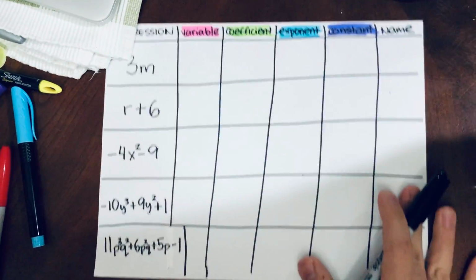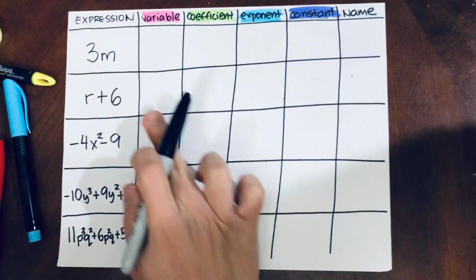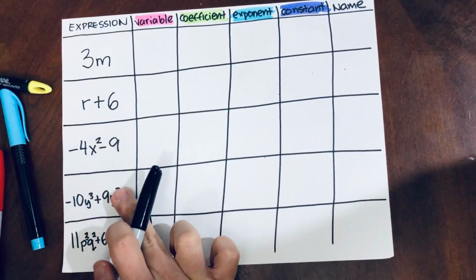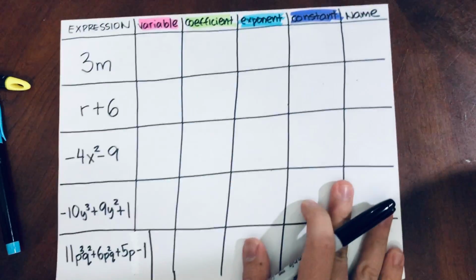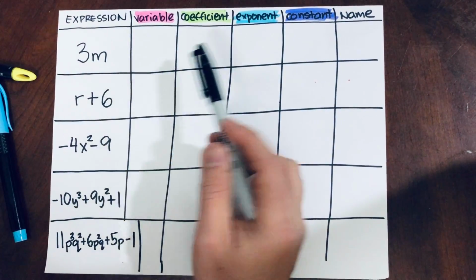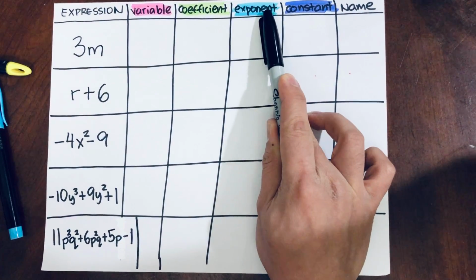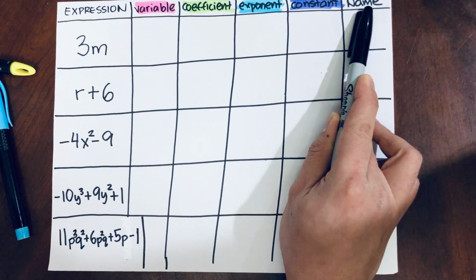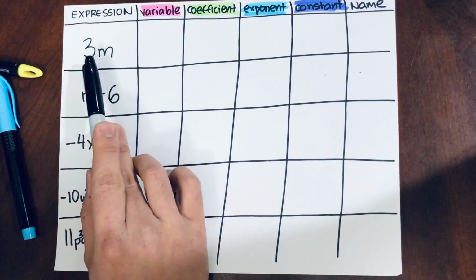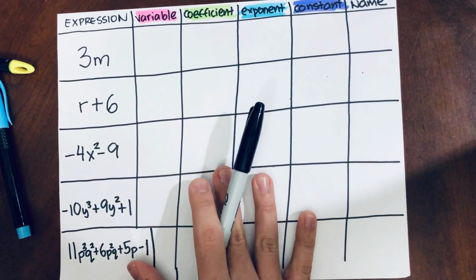So, this is our last section of our lesson. As you can see, there are 1, 2, 3, 4, 5 questions. There are 5 expressions. And I want all of you to figure out what is the variable, what's the coefficient, what's the exponent, what's the constant, and what is the name. Okay? So for the first one, 3m, what do you think my variable would be?